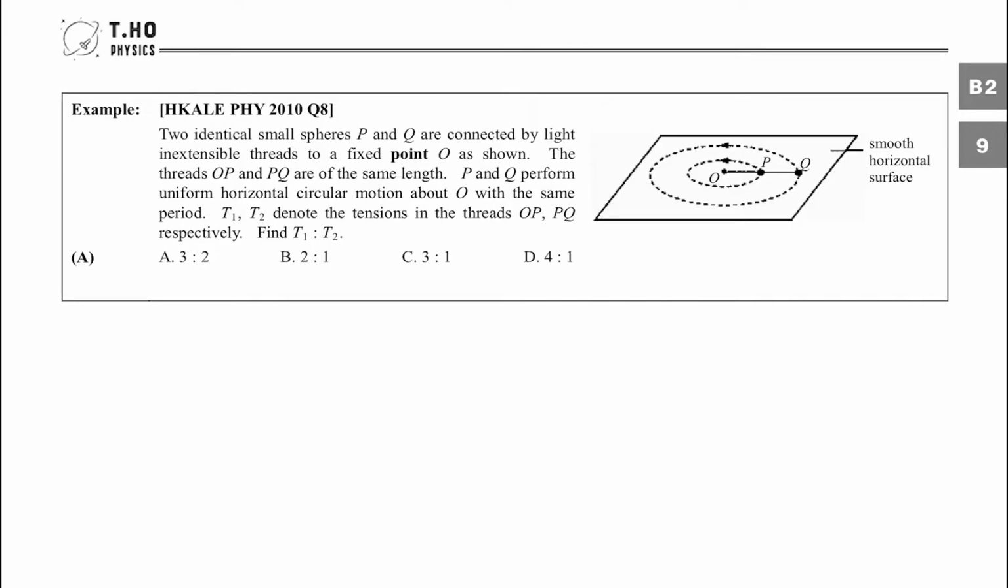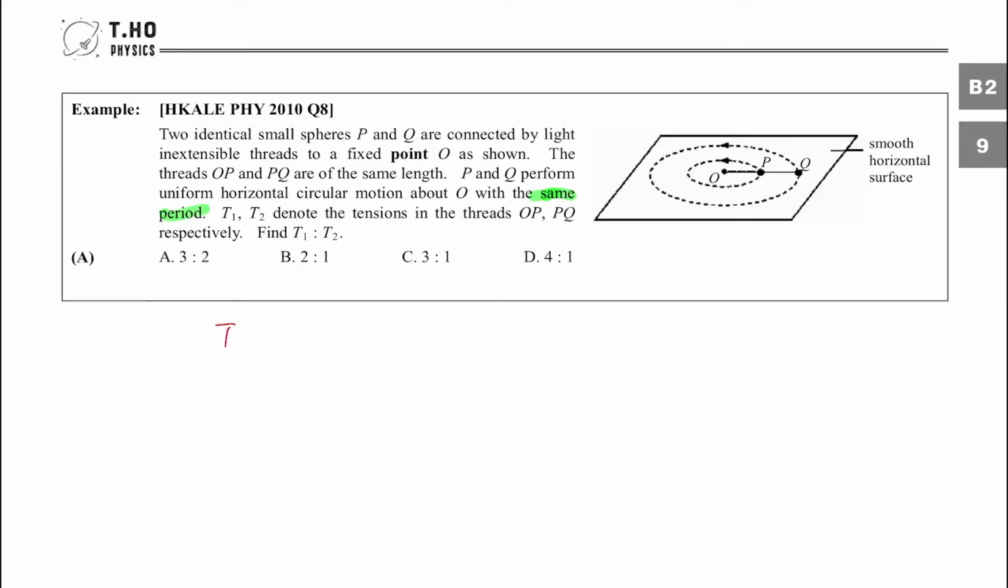Here we come to A-Level Physics 2010 question 8. So we have two identical small spheres P and Q connected by light strings to a fixed point O. So the distance OP and PQ are the same length. They perform uniform circular motion about O with the same period.